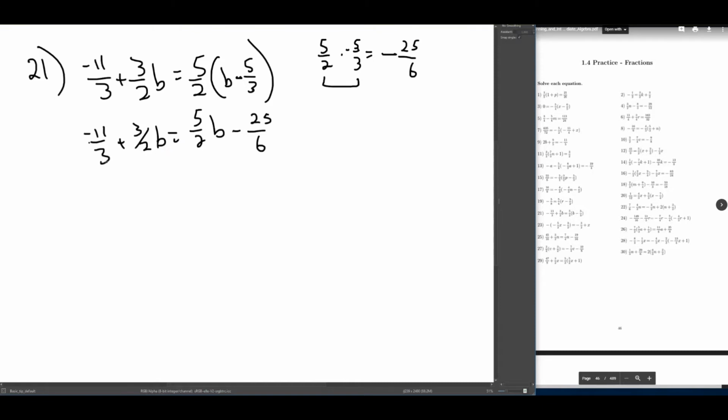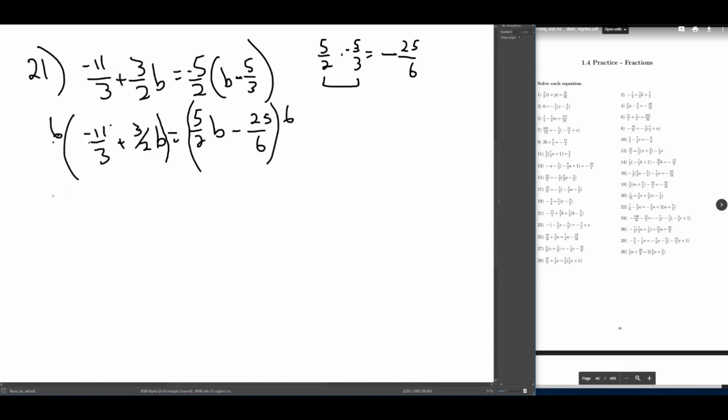So here we have the minus 11 over 3 plus 3 over 2b equals. All right. So I think we're going to get rid of those fractions and we're going to multiply everything by 6. What do you think? 6 divided by 3, you get a whole number. 6 divided by 2, you get a whole number. 6 divided by 6, you get a whole number. So let's do that. I'm going to put a 6 here. I'm going to put a 6 here.